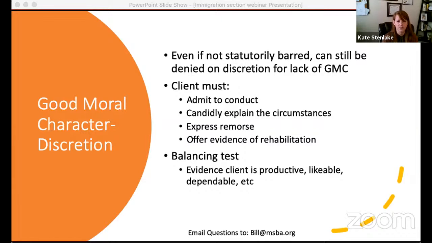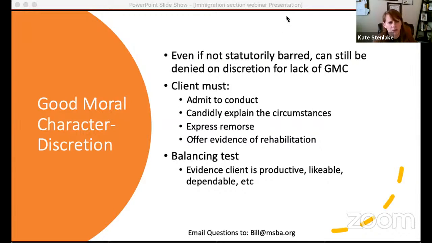As for discretion, it's a balancing test. So even if it's not convictions, if there's any sort of bad conduct, such as not being involved in a child's life, not paying child support, those sorts of things, you are going to have to show proof to counterbalance whatever negative is in your client's file. So evidence the client is productive, likable, dependable, that sort of thing. We can go on to the next slide.